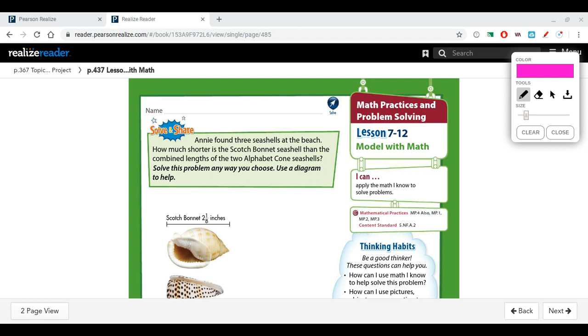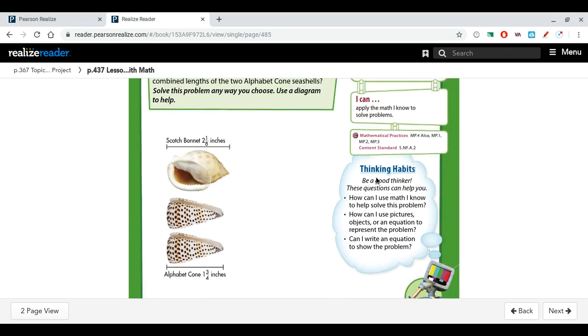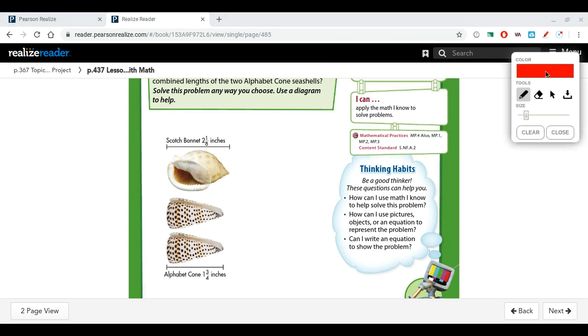and it says Annie found 3 seashells at the beach. How much shorter is the Scotch bonnet seashell than the combined length of the alphabet cone seashells? Solve this problem any way you choose. Use a diagram to help. So that keyword there, use a diagram to help, tells us that we are going to use a bar diagram to help us look for it.